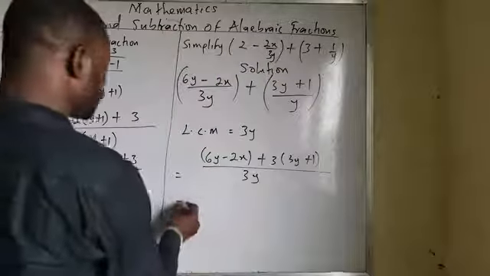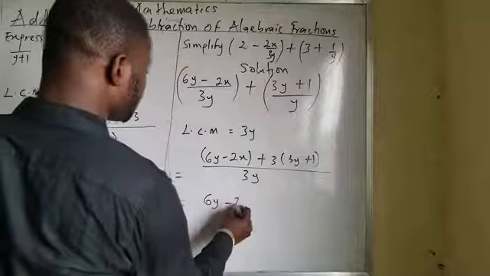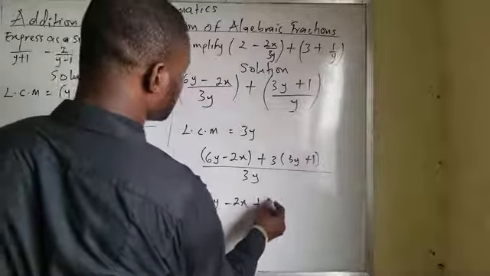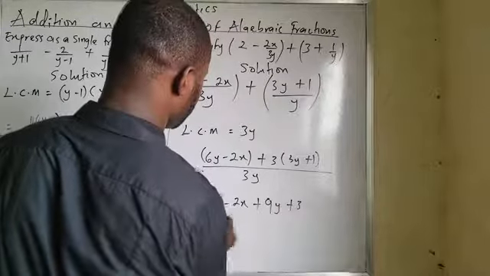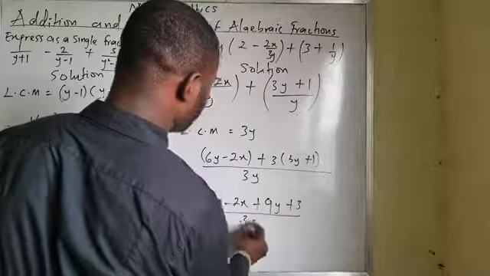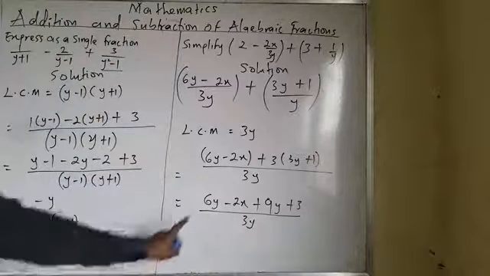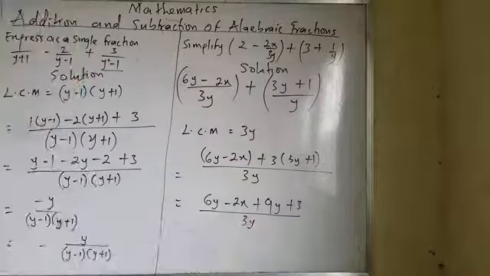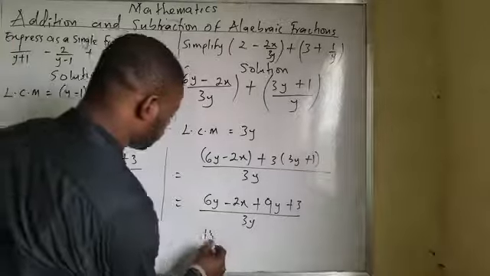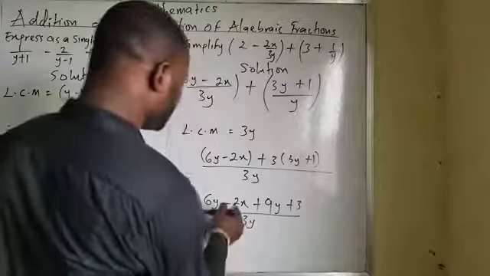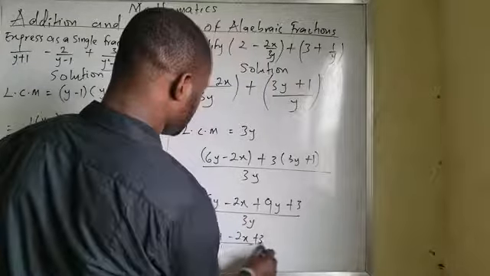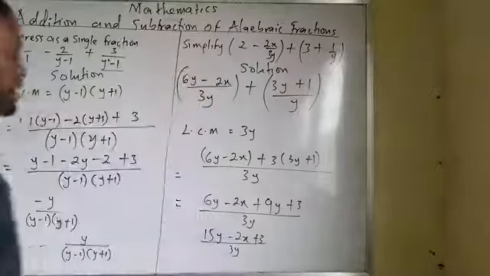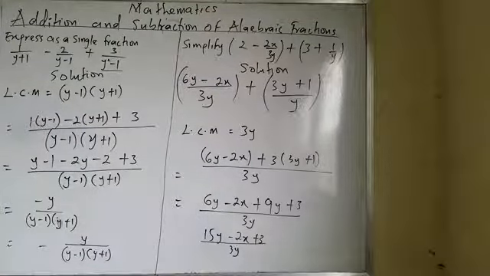Now, I can answer: 6y minus 2x plus 9y plus 3, divided by 3y. This and this will be 15y, this minus 2x plus 3, divided by 3y. Is there anything I can do? Nothing again. I can't do anything.